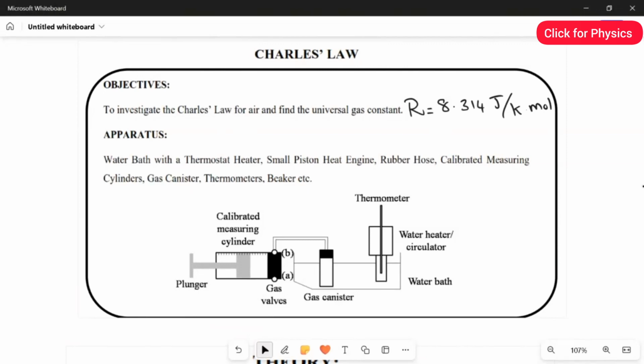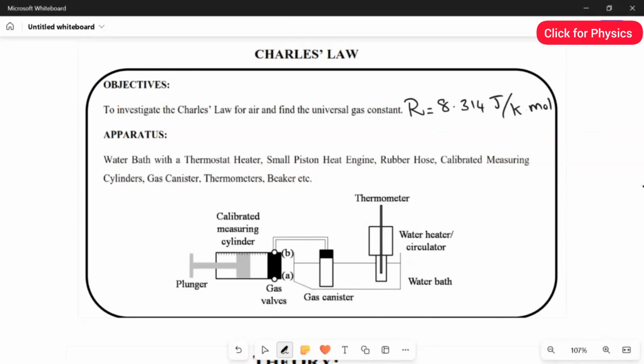So what we are going to do in this experiment, by using this apparatus, is find the value of R by experiment. And later on, we are going to compare the experimental value of R with the standard value of R. That means the value we get should be closer to the actual value of R. So let's see what apparatus we are going to use here.